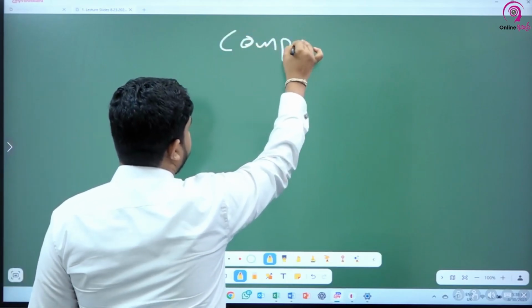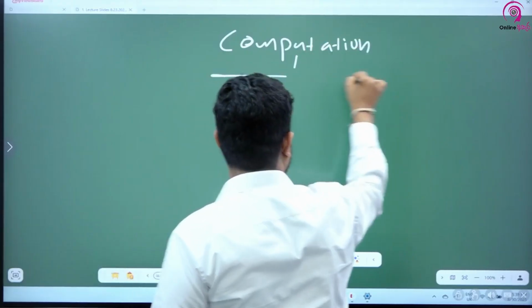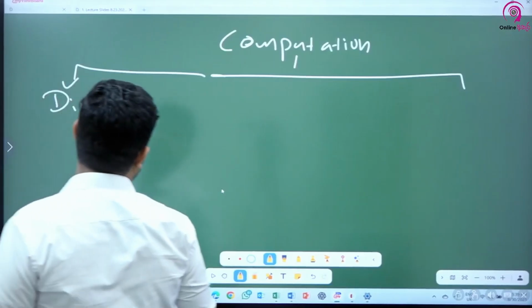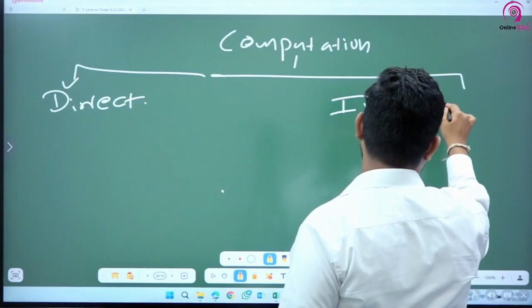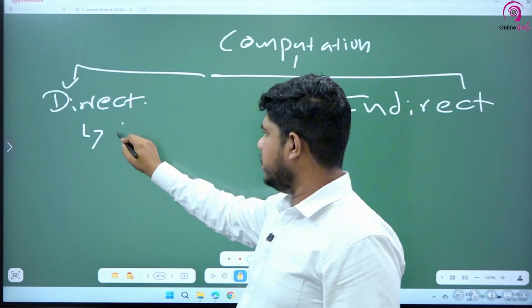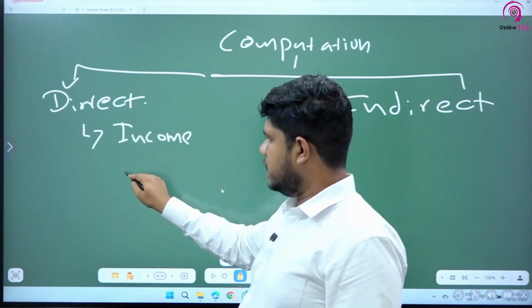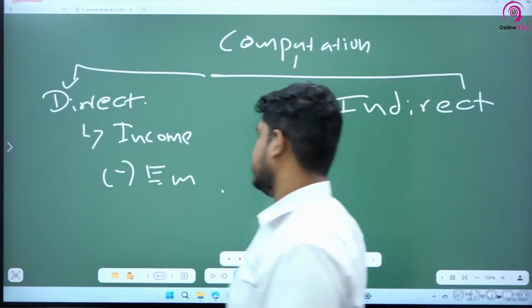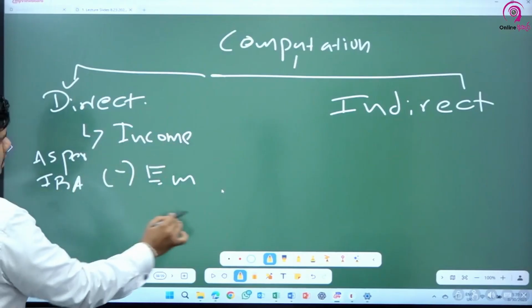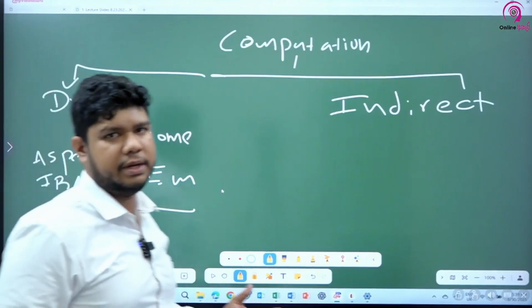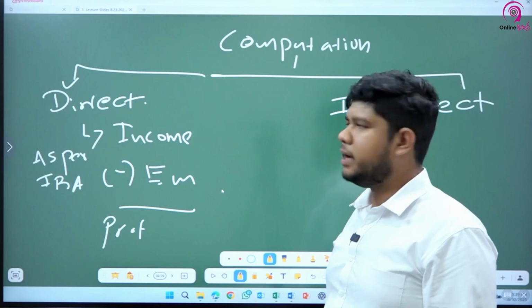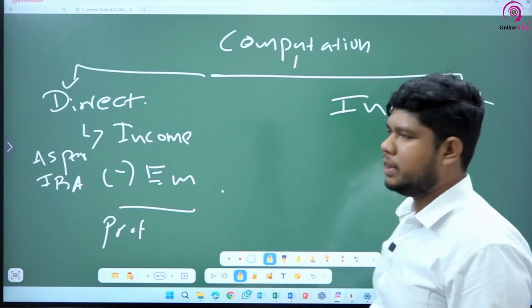Computation, direct and indirect. Direct method means, students, and the examiner can test this, you take all income and less all expenses as per the Inland Revenue Act, IRA. You take all income and expenses, then take the profit, then the tax liability. That's how you do the direct computation. That means it's similar to your P&L, profit and loss statement. So you are taking income, expenses, then profit and then tax liability. That is the direct method.